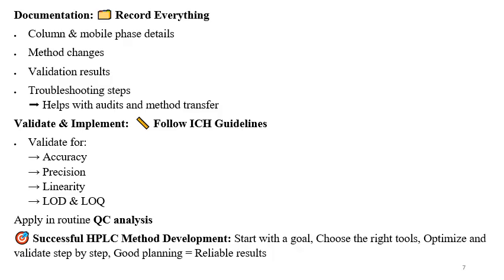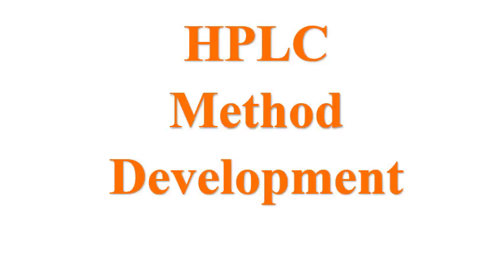Validate and implement, and follow the ICH guidelines. Validate the method for accuracy, precision, linearity, LOD and LOQ. Then apply it in the QC analysis. So successful method development starts with the goal, choosing the right tools like column, mobile phase, flow rate, injection volume, then optimization of the parameters, fine tuning of the parameters, and validating the parameters.